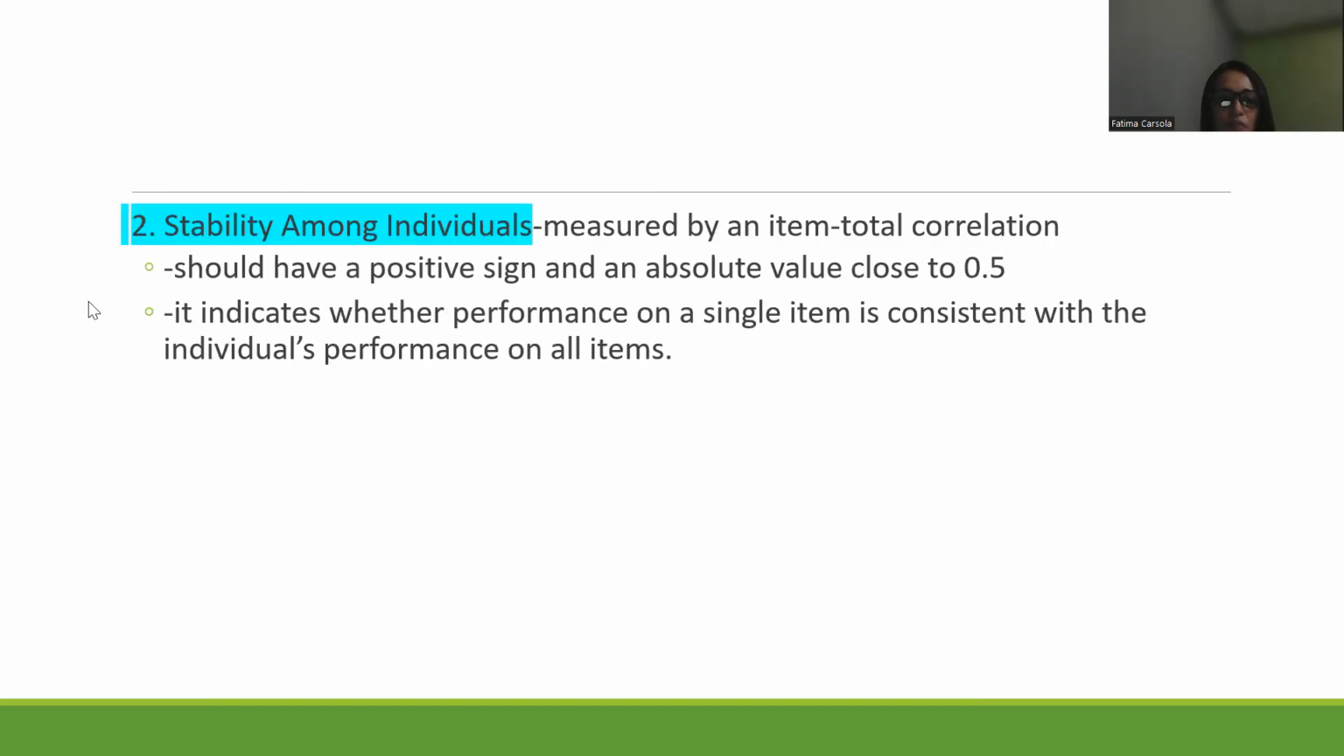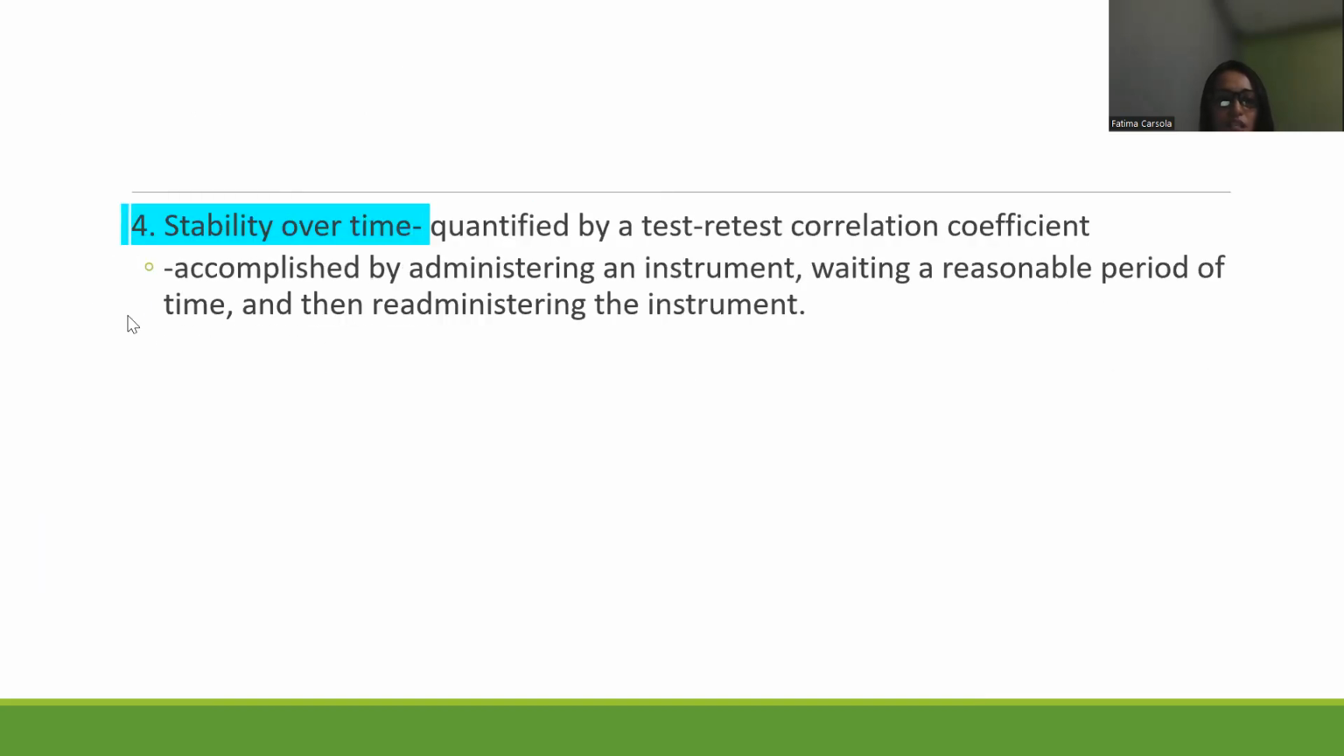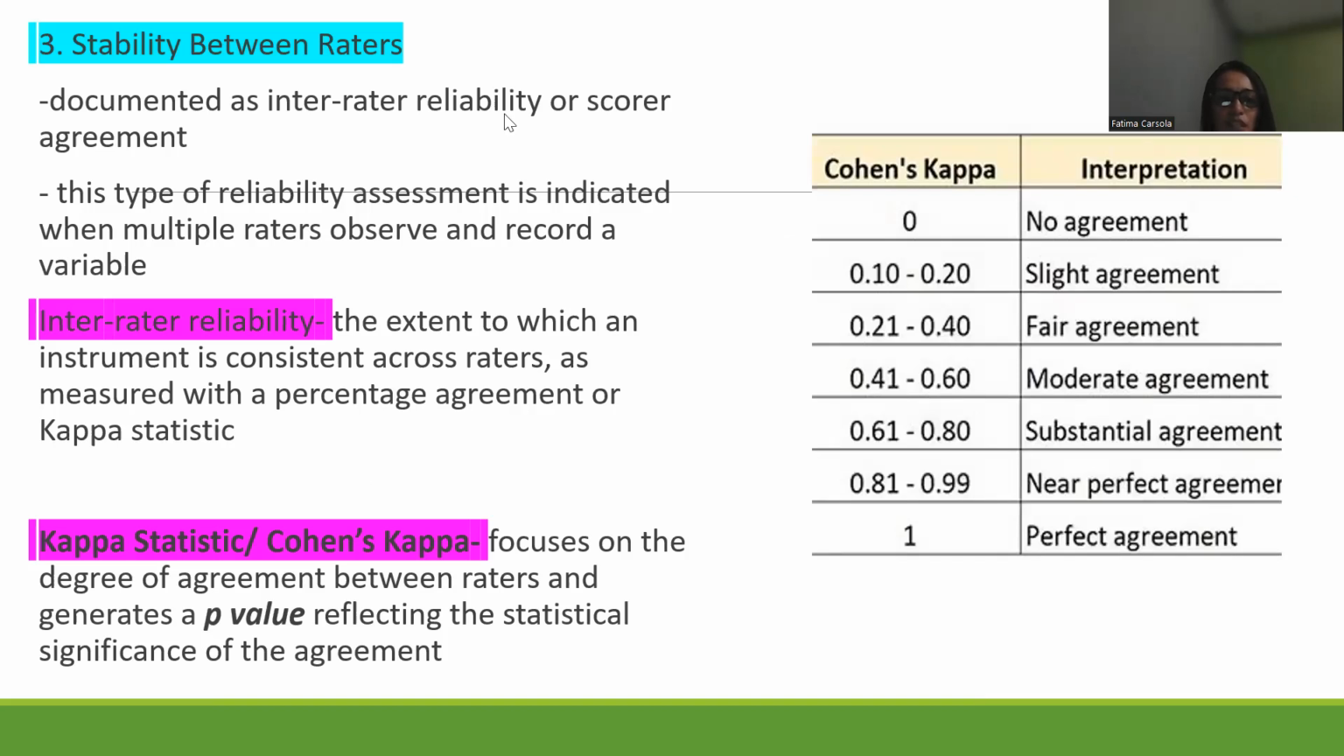Aside from stability among individuals, you have stability between raters, documented as inter-rater reliability. This type of reliability assessment is indicated when multiple raters observe and record a variable. There should be very consistent ratings across raters. What we call it is the kappa statistic or percentage agreement. If there is no agreement between the raters, it's 0, and when there is perfect agreement, it's 1. So we call it the p-value, the kappa statistic, or Cohen's kappa.